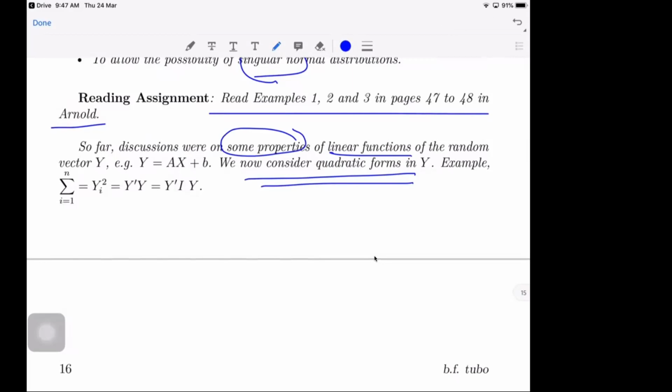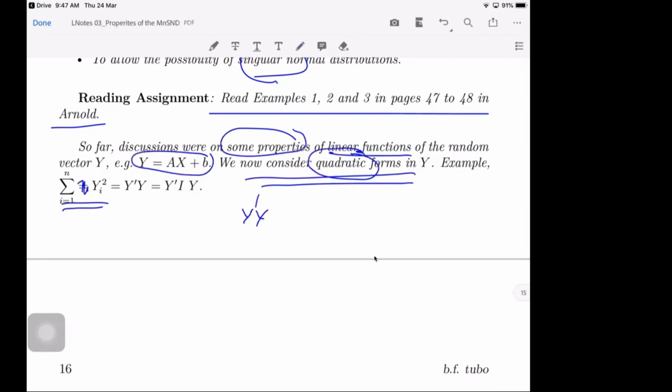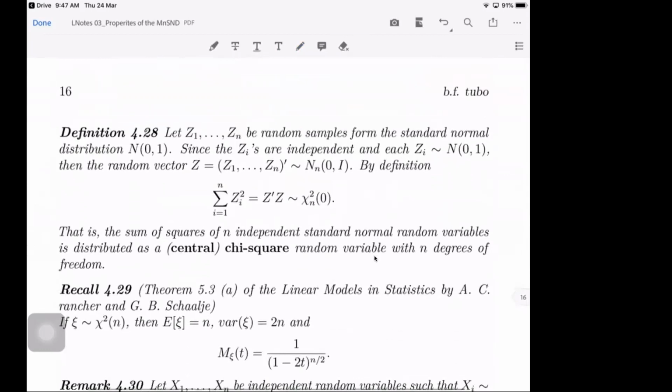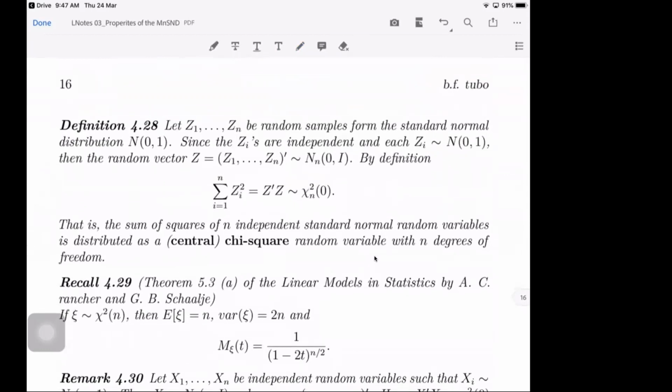For example, this is no summation here. Suppose we want the summation of yi square, no? Instead of in ani lang na forma, linear, it will be y times y, or the y prime y, or the summation of yi squared, no? So what will be now the distribution when we have a random vector in quadratic form? So here, from normal, we will go to another type of distribution we call the chi-square distribution.